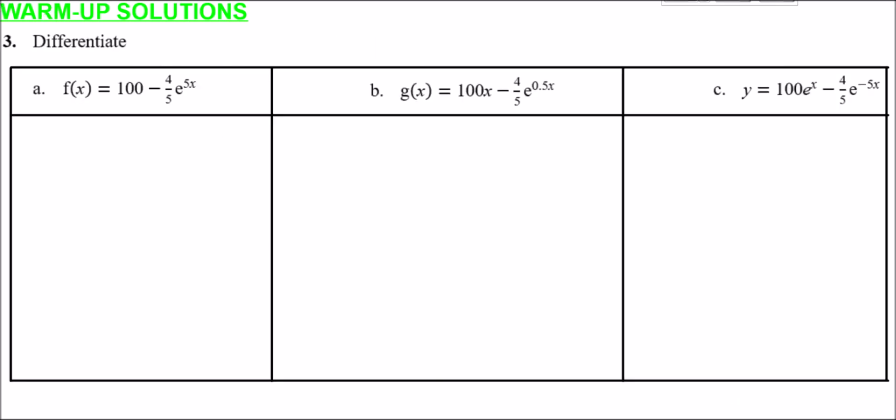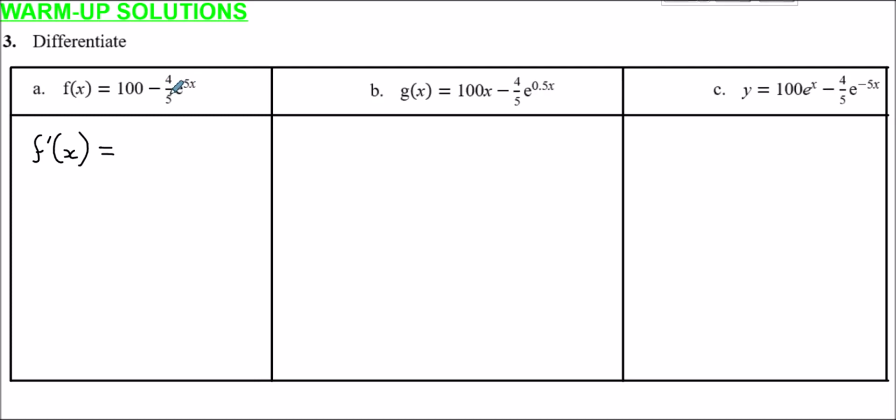Question 3, some differentiation. So first of all, we've got f of x equals 100 minus 4/5 e to the 5x. So to differentiate this, we get f dashed of x. The constant term vanishes. So the 100 just becomes 0. Whereas from last lesson, if we differentiate something where it's e to the power of a function, the constant before the x drops down to the front and multiplies this coefficient in much the same way as when we're differentiating something like x squared or 4x cubed.